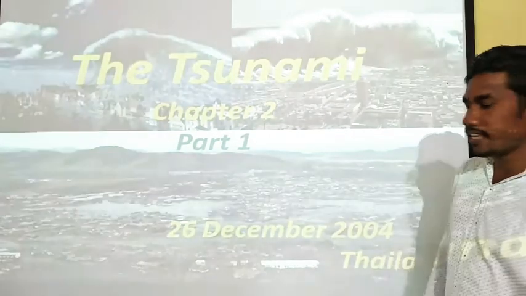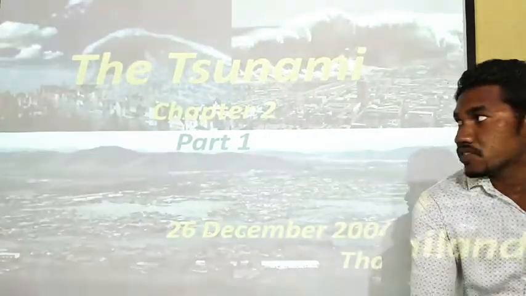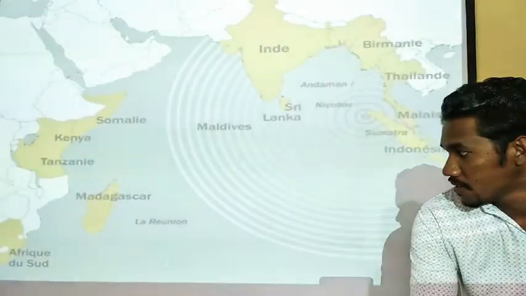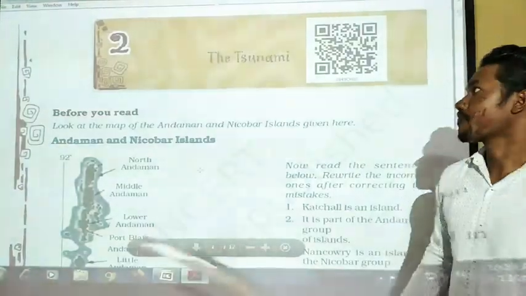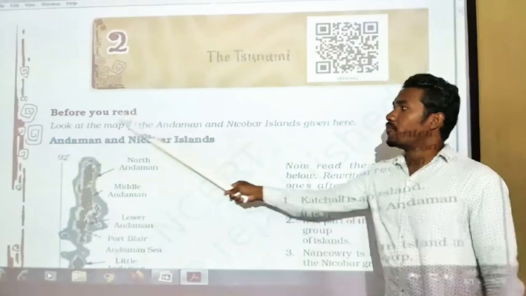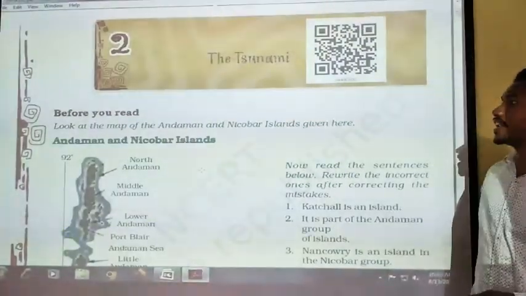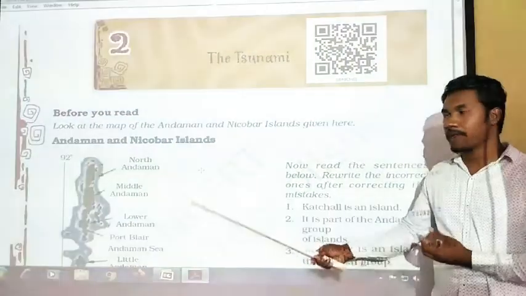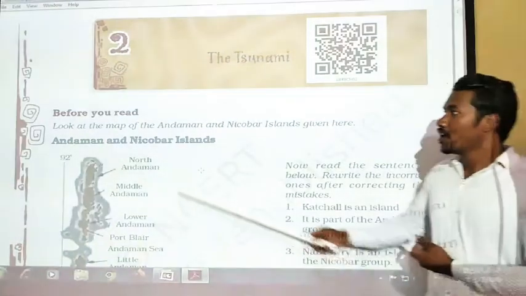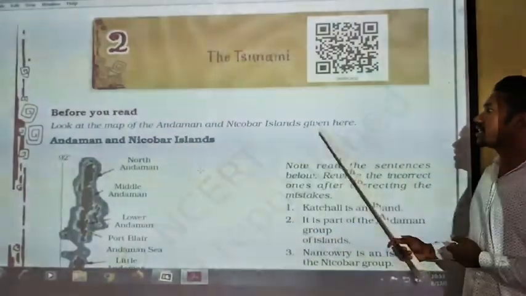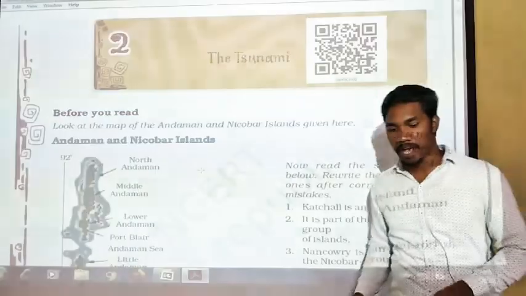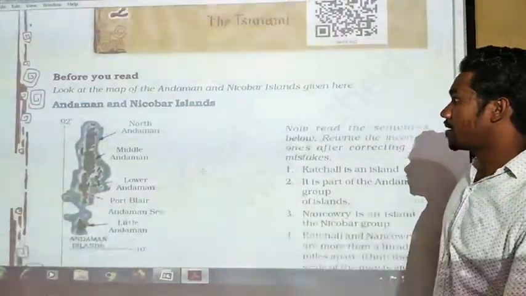So let us see the event. Before we read, let us see something here. One map is given for us. Look at the map of the Andaman and Nicobar Islands given here. We have to look at the map.